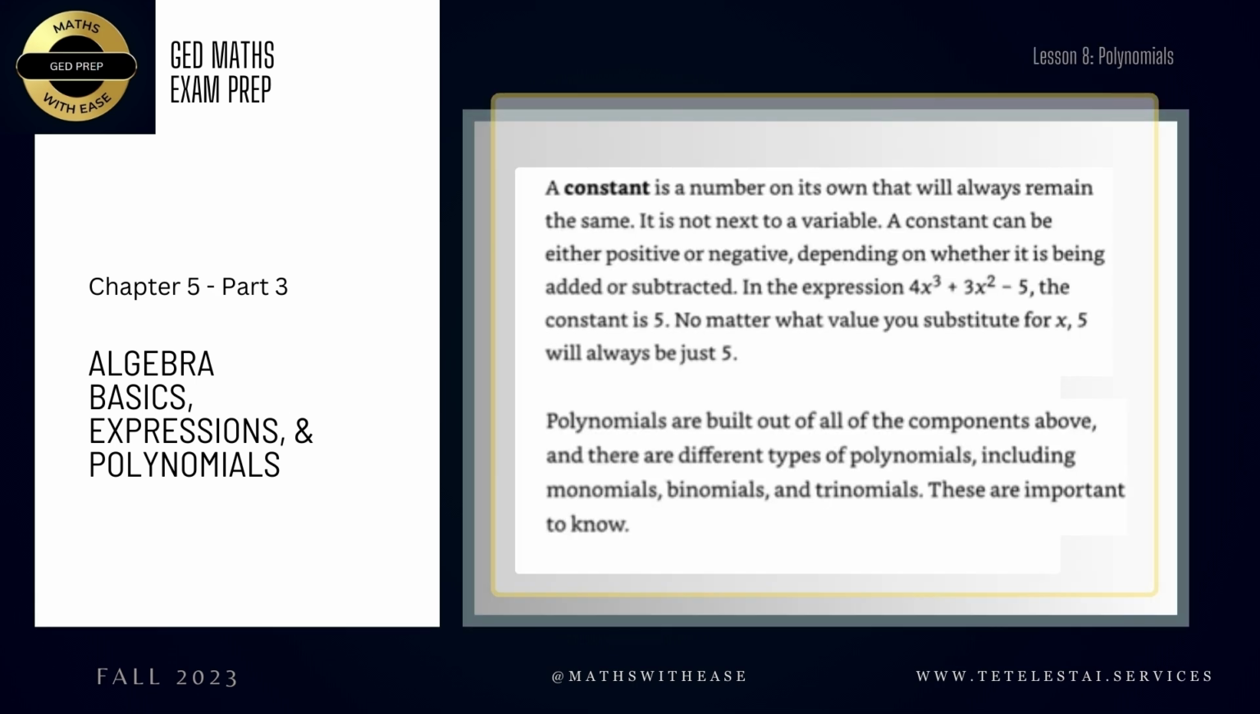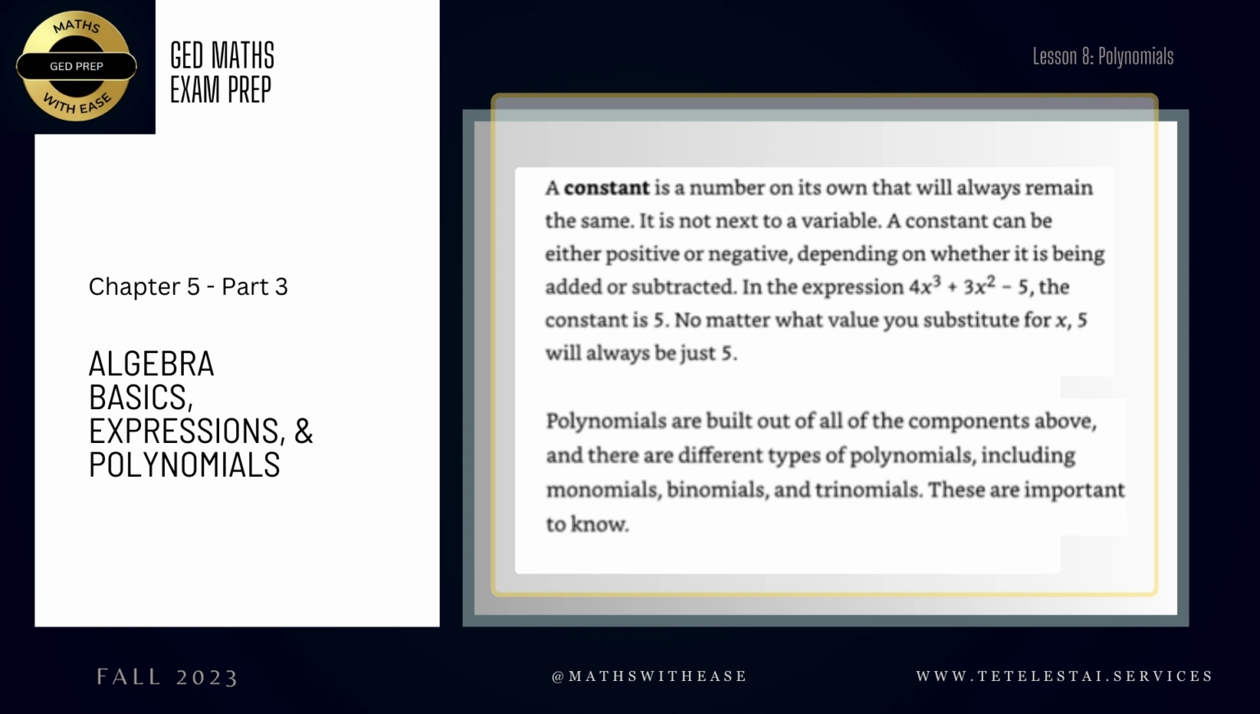A constant is a number on its own that will always remain the same. So it's not next to a variable, it's just a number that appears on its own. So a constant can either be positive or negative depending on whether it is being added or subtracted. So in this expression, 4x cubed plus 3x squared minus 5, the constant is 5. That just means that no matter what value you substitute for x, 5 will always be 5. So essentially, the name is self-explanatory. These two terms will vary depending on what value of x you decide to plug in there, but 5 will always be constant.